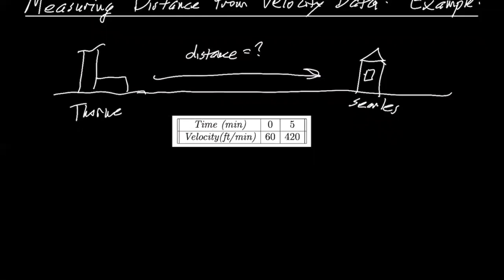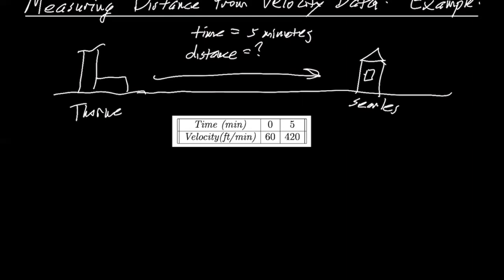Okay, I drew on the thing. This is some data I took. Just say at the start, the time is 5 minutes. The distance is, we don't know, but we have this velocity data. So say when I walk out of Thorn, I look at the speedometer and I'm walking at 60 feet per minute. And the moment I get into Searles, I'm walking 420 feet per minute.